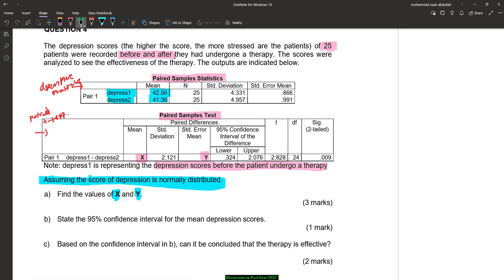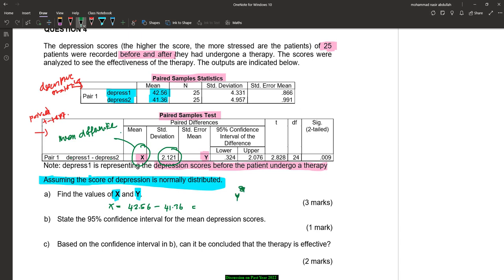So X and Y, X is a mean difference. Right, so X supposed to be depression 1 minus depression 2. So 42.56 minus 41.36. Right? Boleh? And then standard deviation here, and standard error of the mean is Y.